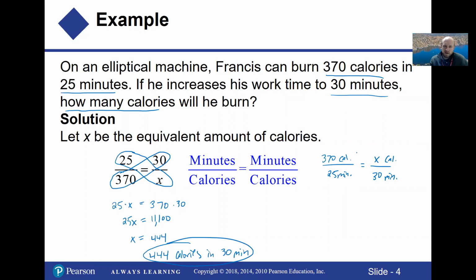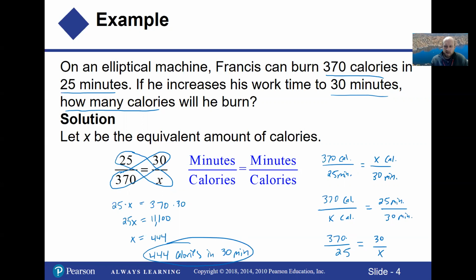You could also do calories over calories. You could take 370 calories over the X calories, and when you set it equal, make sure they're talking about the same thing. The 370 calories went with the 25 minutes, and the X calories went with the 30 minutes. So that's yet another correct way to set it up. Now here's an incorrect way. Maybe I would take the 370 over 25 from up here, but then set it equal to 30 over X. Well, why is that incorrect?